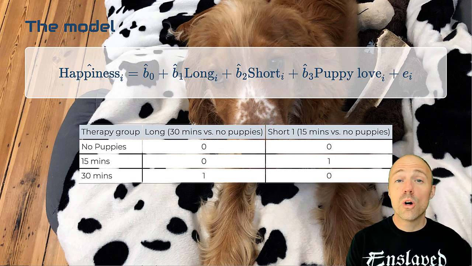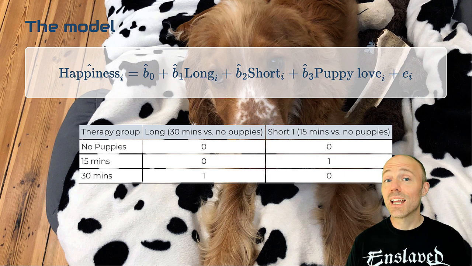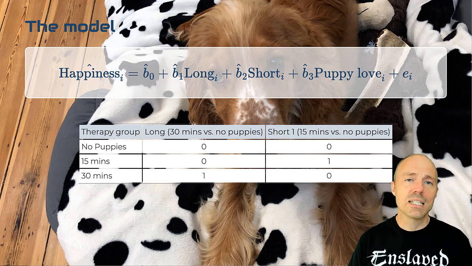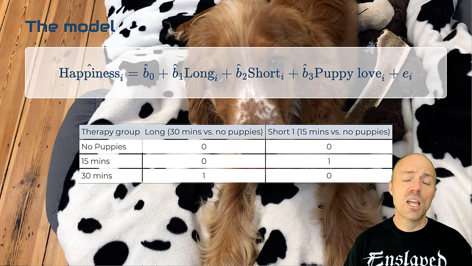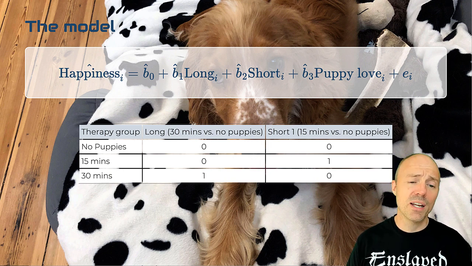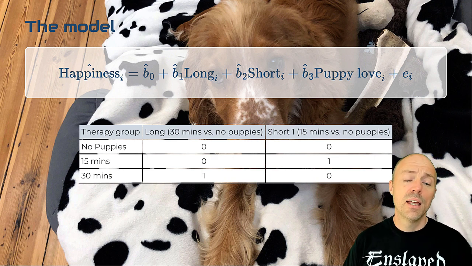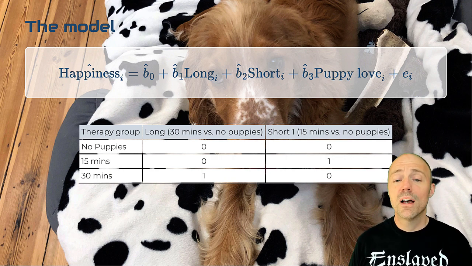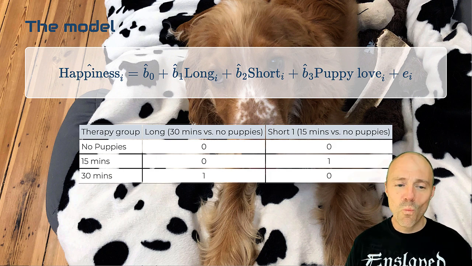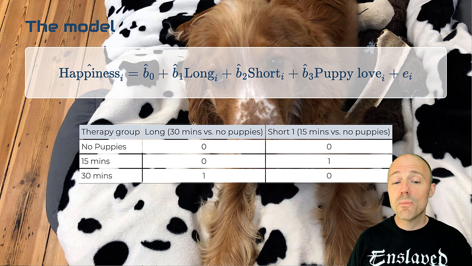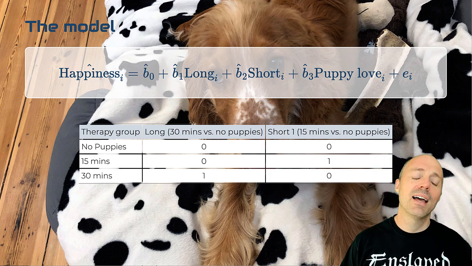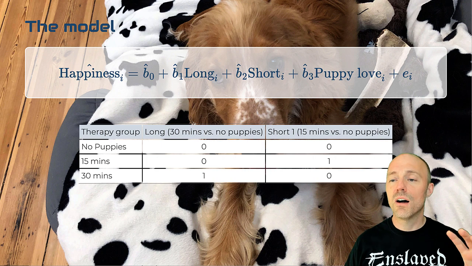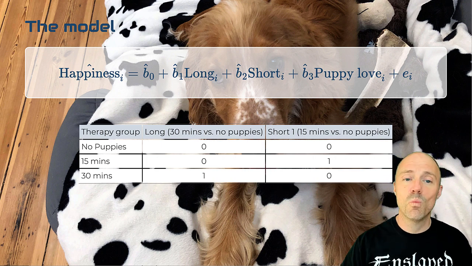Just a quick reminder of what these long and short variables are. They're just the names that I gave those variables. You could call them whatever you like, but essentially they represent a dummy coding scheme. Just to recap, dummy coding is where you code categories with zeros and ones. So you use a binary coding system, sometimes called indicator coding as well. What you're essentially trying to do is code group membership across more than one variable using only zeros and ones. You can see across the groups, the patterns are different. The no puppy group has a 0-0 pattern across the two variables. Anyone in the 15 minute group has a 0-1 pattern, and anyone in the 30 minute group has a 1-0 pattern.